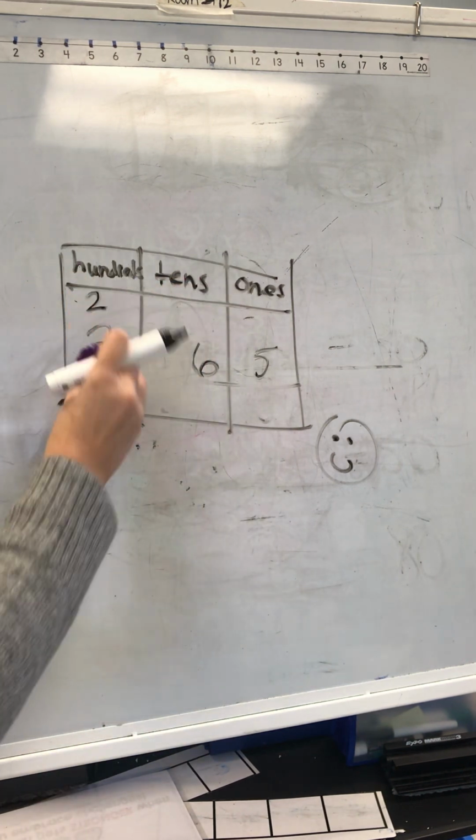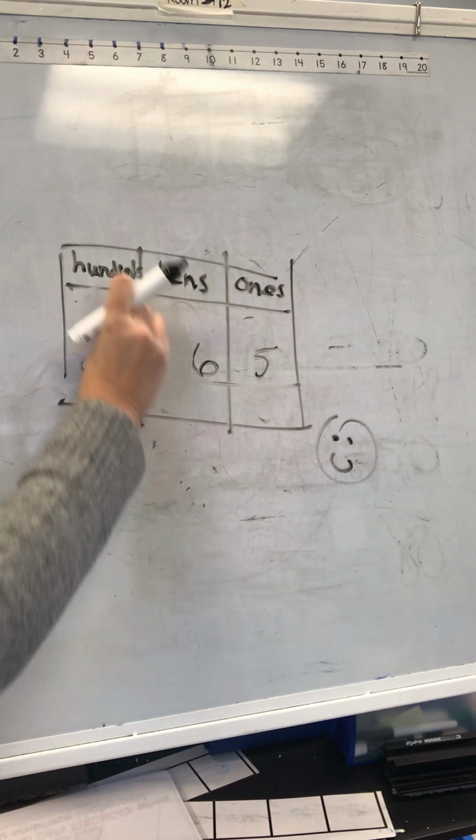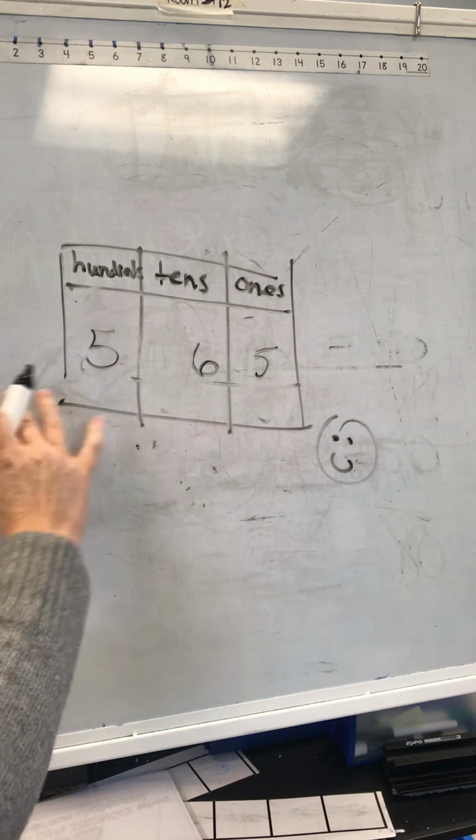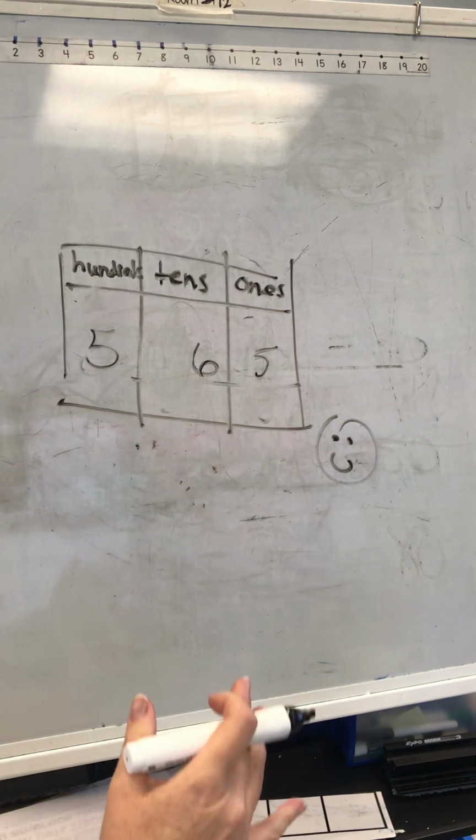And that means that we have 3 plus 2 more. We actually have 500s all together. So that was the number 565.